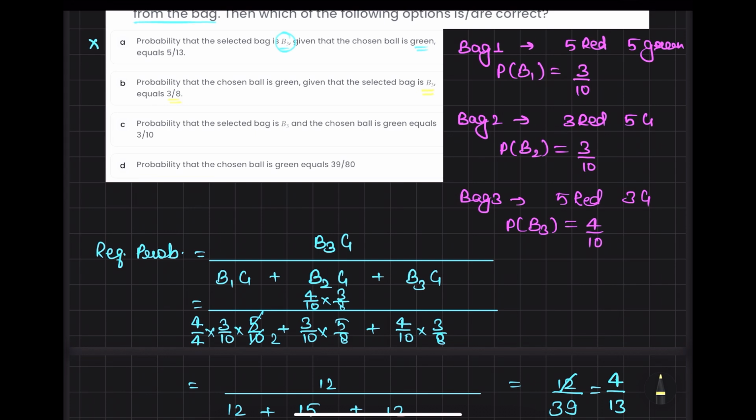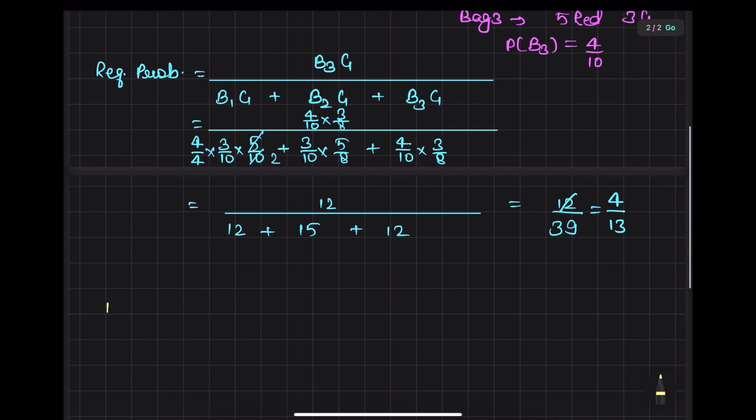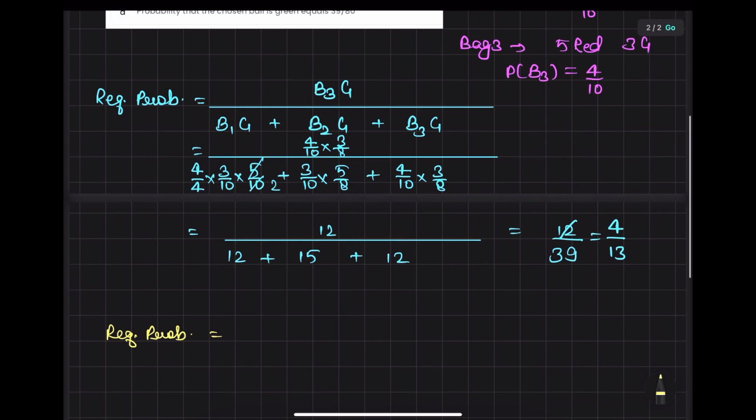Now look at how we will solve this problem. They are saying the probability that the chosen ball is green. So you have to choose a green ball given that it is from bag B3. So from bag B3 you have to select green. So first look at this required probability. What is the probability of selecting bag B3? Now look at this, you are not coming back, you are going.